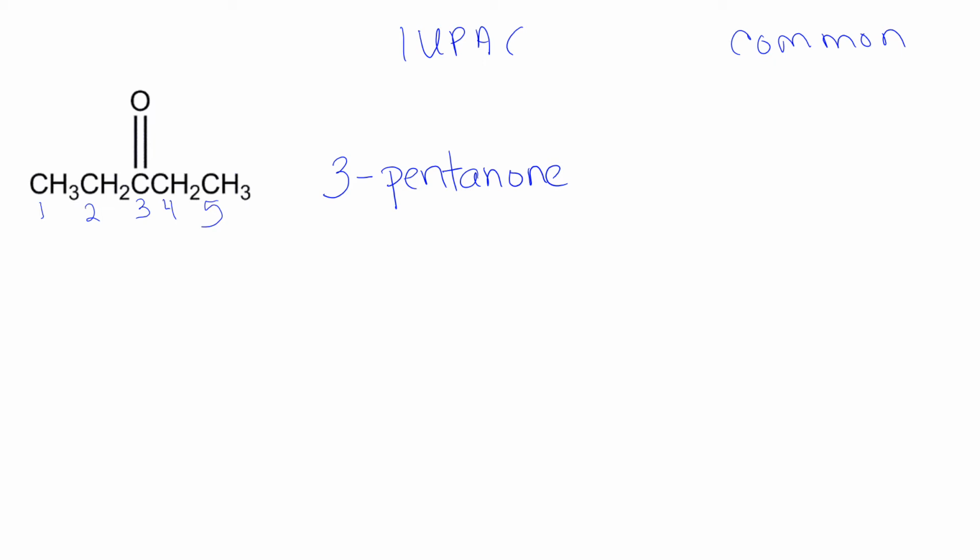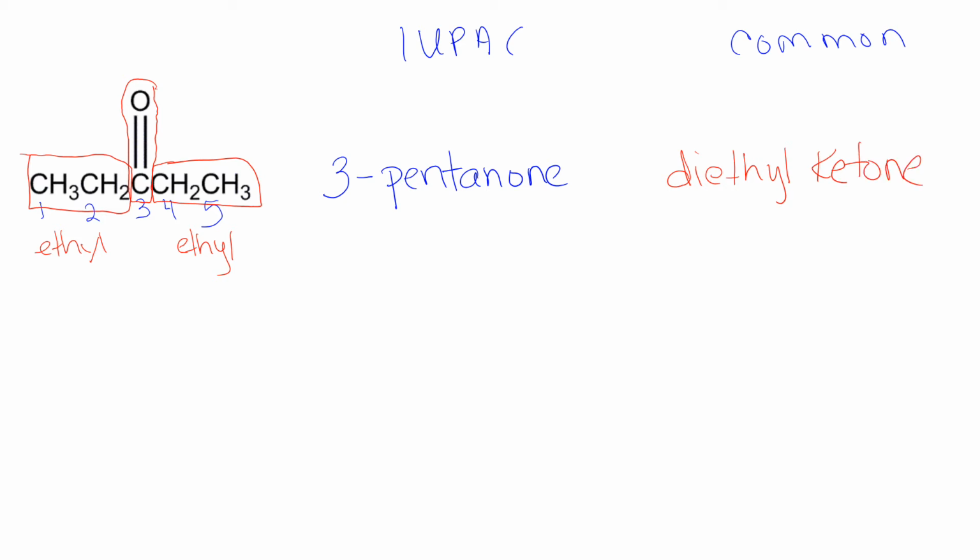To use the common naming system, we'll work this a little bit different. So I'm going to isolate my carbonyl, and I'm going to identify the groups that are on either side of my carbonyl. So on this side, I have an ethyl, 2 carbons long, and on this side, I have an ethyl. So the way I would name this is diethyl ketone. If the groups were different, say it was an ethyl group and a methyl group, I would alphabetize those. So ethyl methyl ketone. But because they're the same, I can use diethyl for the common naming scheme.